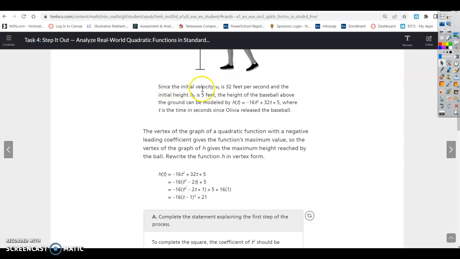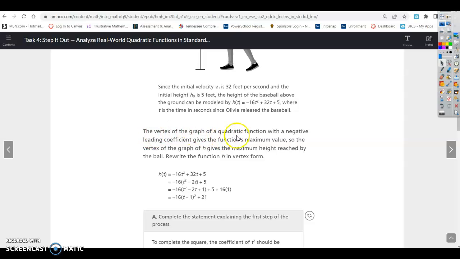So you can see since the initial velocity is 32 feet per second and the initial height is 5 feet, the height of the baseball above the ground can be modeled by h of t equals negative 16t squared plus, substitute 32 in here, so plus 32t plus, substitute your initial height in here, which would be plus 5, where t is the time in seconds since Olivia released the baseball.